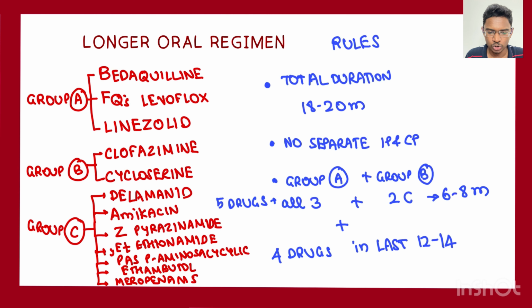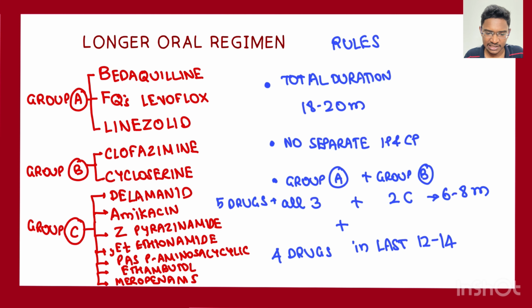So the rules are: total duration is 18 to 20 months, compared with 9 to 11 months for the shorter regimen. Here there is no separate intensive phase and continuation phase, just give all the drugs for 18 to 20 months. Group A, all 3, and group B, 2 drugs are the best ideal combination. Give at least for 6 to 8 months. Then what you can do is 5 drugs for 6 to 8 months followed by 4 drugs in the last 12 months. This is the best ideal combination.